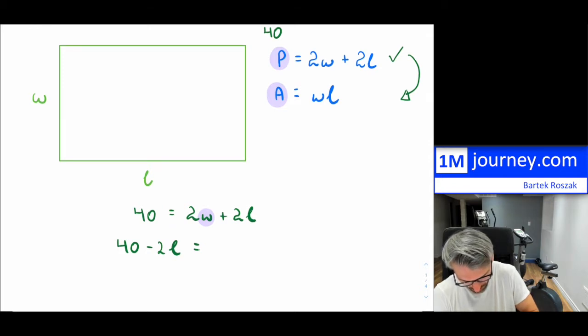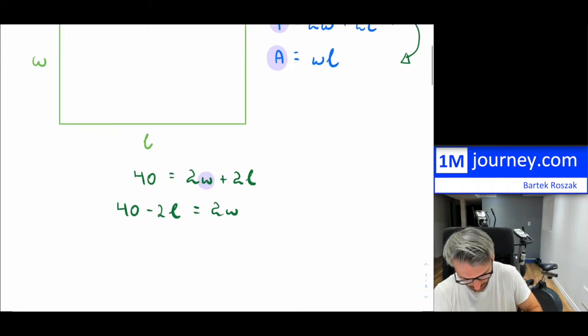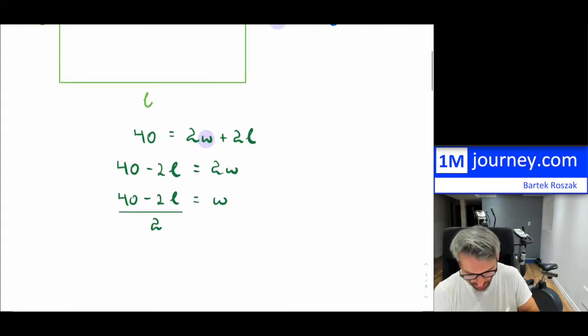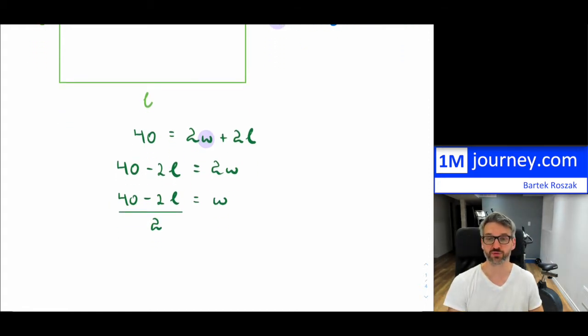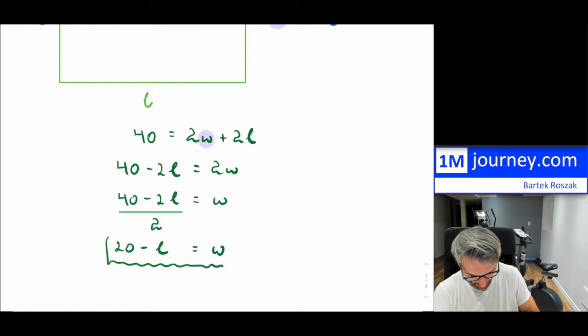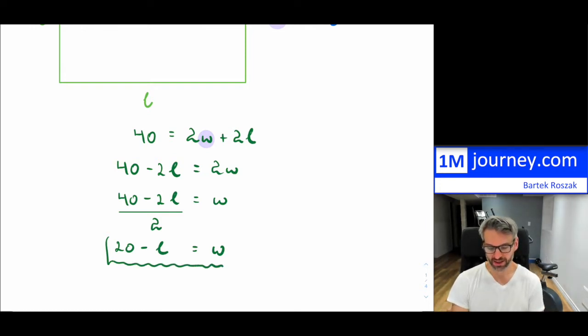And then I'm going to divide by 2 on both sides, and it's going to give me what W is. So this is 40 minus 2L, and this whole thing is divided by 2. Now, 2 goes into 40, and it goes into 2L as well. So in terms of simplification, this is going to be 20 minus L. That's what I have there. And because it comes from the perimeter, it makes sense that it's 20 minus L.